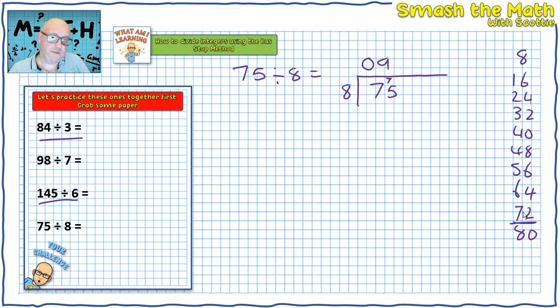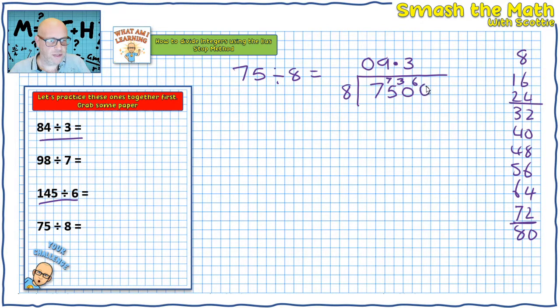Remainder 3. The difference between 72 and 75 is 3, remember? So we're going to put our 3. Now remember, now we've carried that, we need to give it a friend and a 0, and when we put the 0 underneath, decimal place on top. Okay, how many 8s are in 30? 1, 2, 3. And we've got remainder 6, because the difference between 30 and 24 is 6.